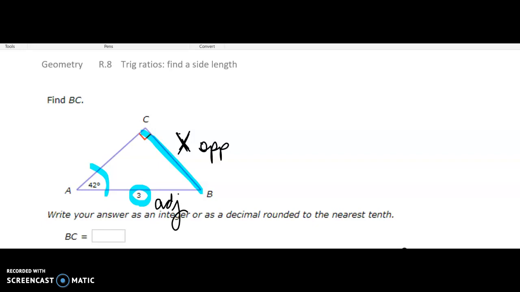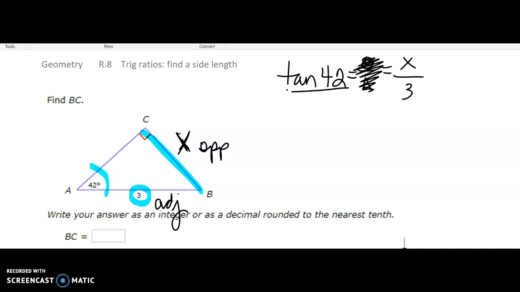So what trig function deals with opposite and adjacent? Tangent. So tangent 42 equals opposite over adjacent, and your opposite is X. Let me clean that up a little bit. Your opposite is X and your adjacent is 3. We just need opposite over adjacent.